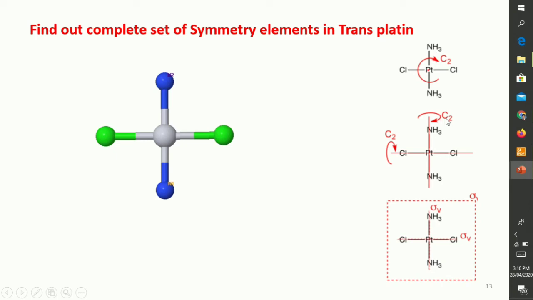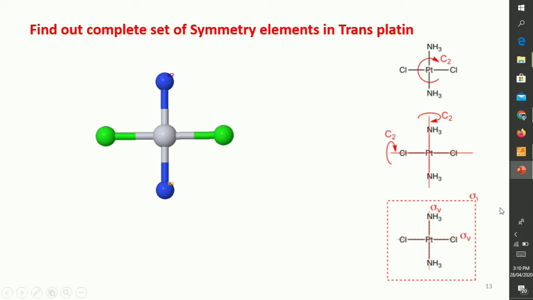You can mark this as a C2 dash, and this C2 would be marked as C2 double dash. So there are three types of C2 present in transplatin. So far there are four symmetry operations found in transplatin named identity, C2, C2 dash and C2 double dash.